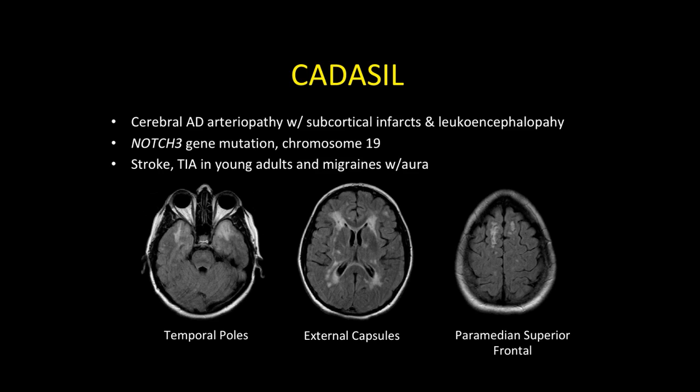But I guess this is one etiology you should keep in the back of your mind for temporal lobe white matter changes, as you see on the left image. Other areas that are classic for CADASIL, in addition to the temporal lobe white matter changes in the temporal pole, would be external capsule lesions and superior paramedian frontal lesions.